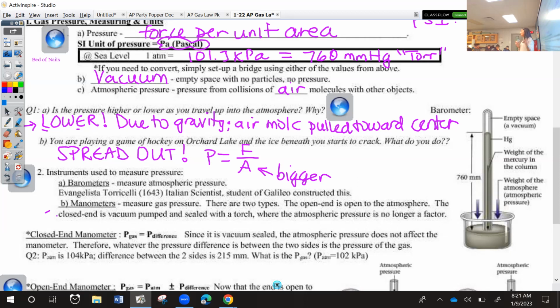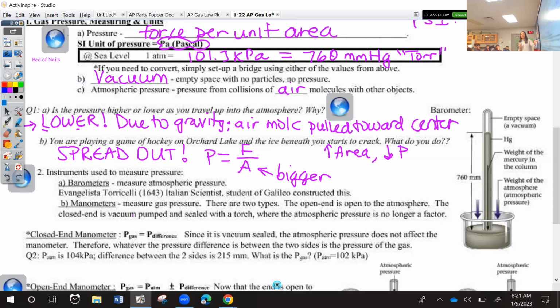Let's say you've got skates on, but taking your skates off is going to take a second, right? The ice starts to crack, so the better thing to do is to increase your area. That means your pressure decreases. When you increase your area, you decrease your pressure. Hopefully you don't have an accident. Somebody can pull you off, or you can kind of crawl to get off. Okay. Instruments used to measure pressure: barometers and manometers.